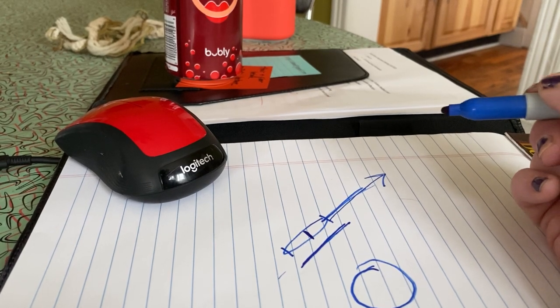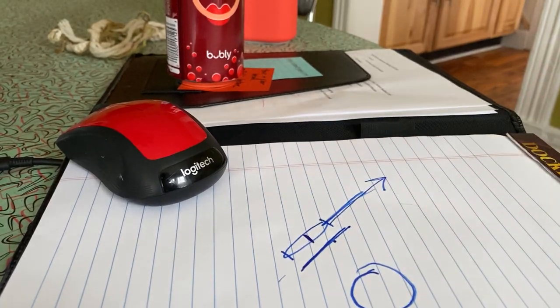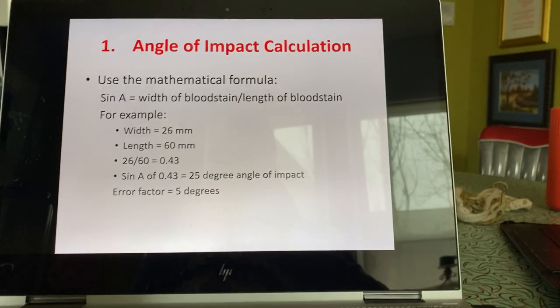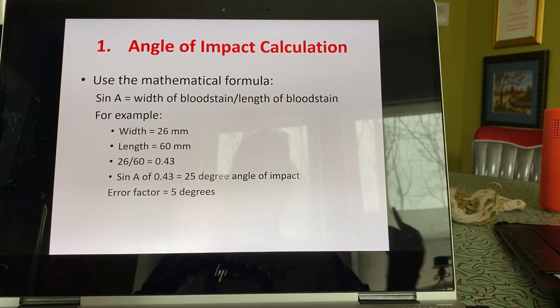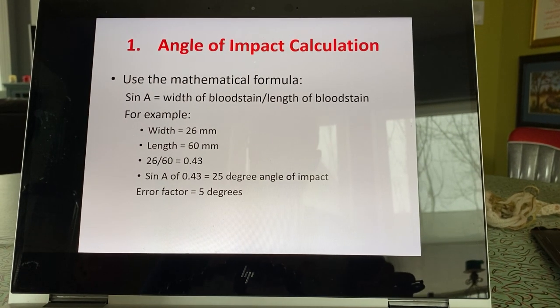And then they would divide whatever the width is by the length, take sine A of that, and that is your angle of impact. Okay, so first of all, does every single stain at a crime scene have to be measured? No. A bloodstain analyst would literally be at that crime scene for years if they tried to measure every single bloodstain that's there, because most scenes are so bloody, there can be thousands and thousands of stains.